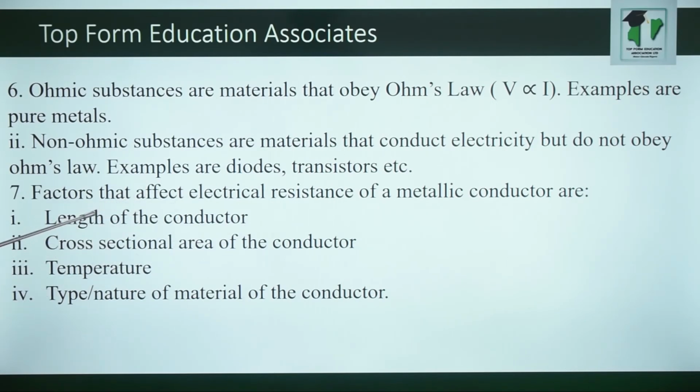Number 7, factors that affect electrical resistance of a metallic conductor are: 1, length of the conductor; 2, cross-sectional area of the conductor; 3, the temperature; and 4, the type or the nature of material of the conductor. We're asked to list them.